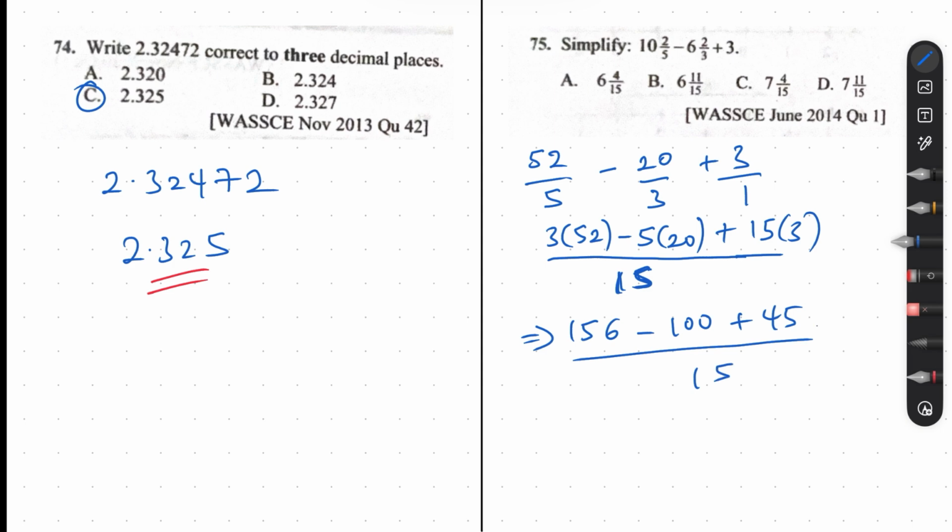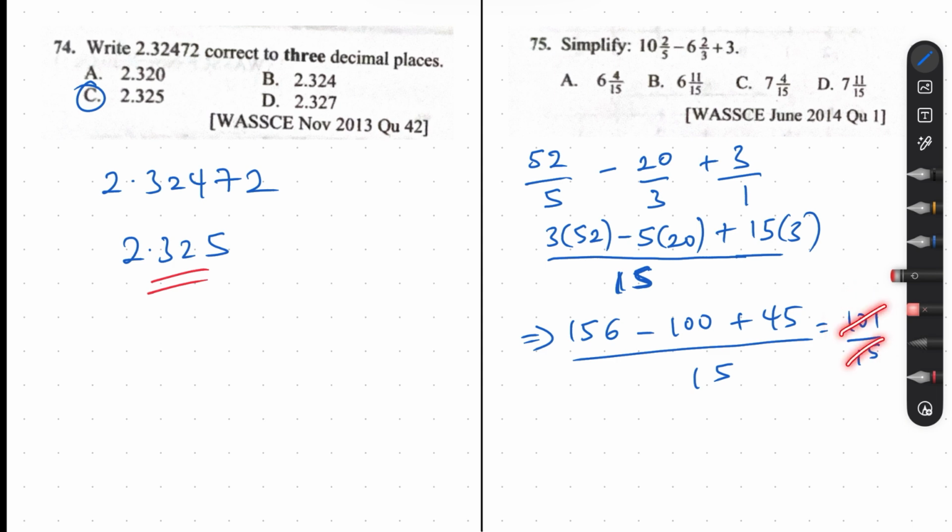Okay, what would you get? That will be 56 minus 56 plus 45. That's 101, right? 101. Yep. 101 over 15. Now we need to change this back into what? Mixed fraction. How do you do that?